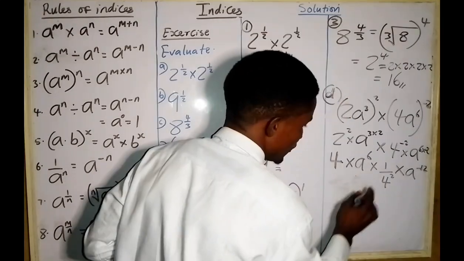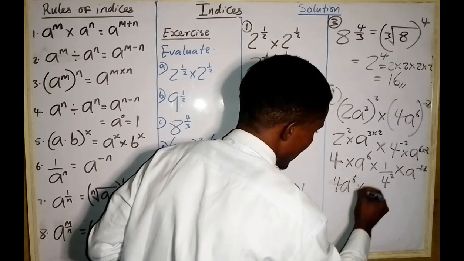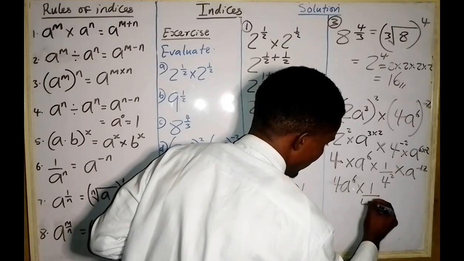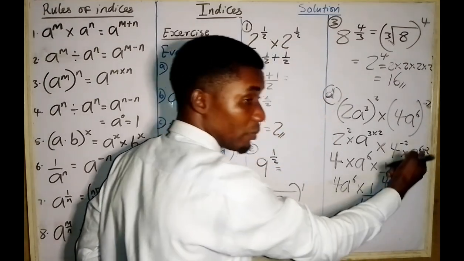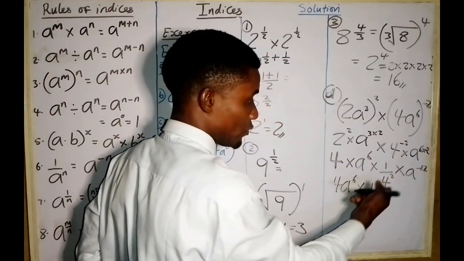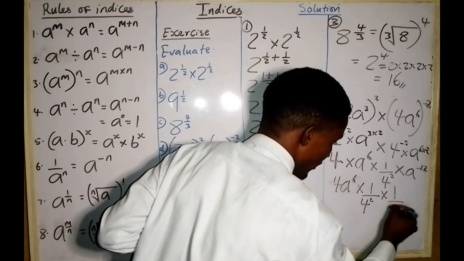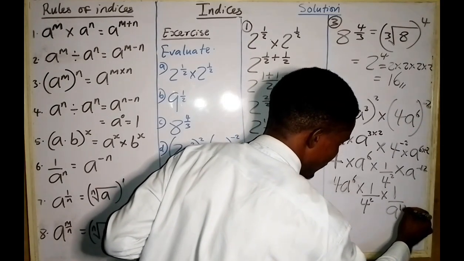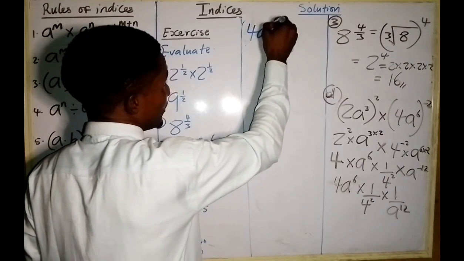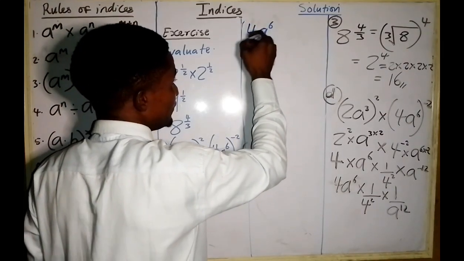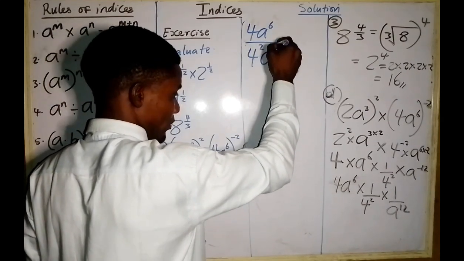So we can solve for that by saying 4a raised to the power of 6 times 1 over 4 raised to the power of 2 times, now we need to express this a raised to the power of minus 12 as a reciprocal of the base with the positive index. So we have 1 over a raised to the power of 12. So now we can say 4a raised to the power of 6 divided by 4 raised to the power of 2 a raised to the power of 12.